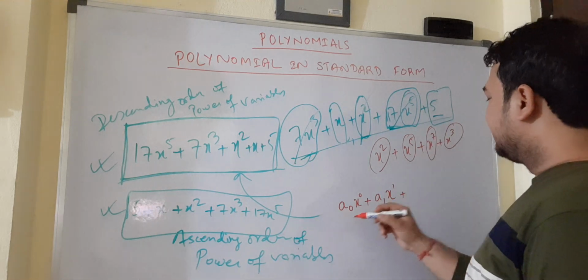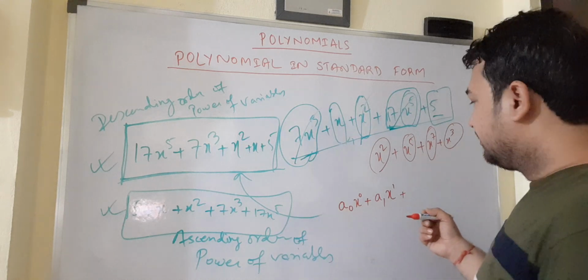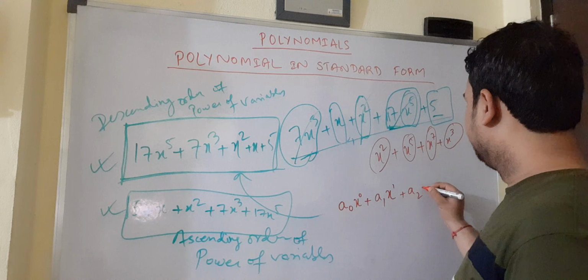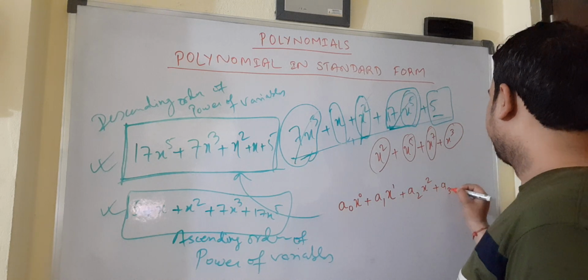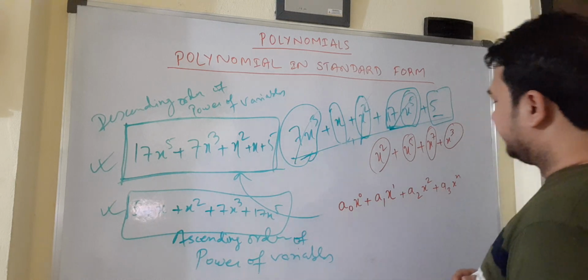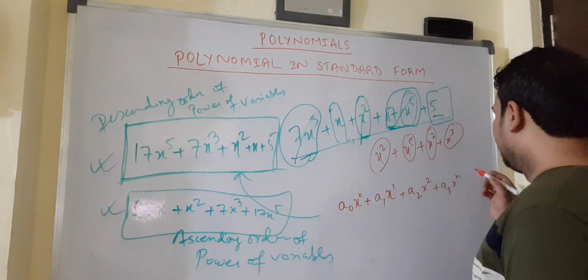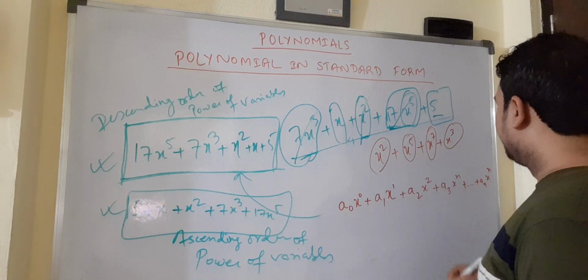It is not necessary that each of them will come, but to give a general form, we have, so you see when we are taking a0 x power 0, a1 x power 1, so it will go up to an x power n.